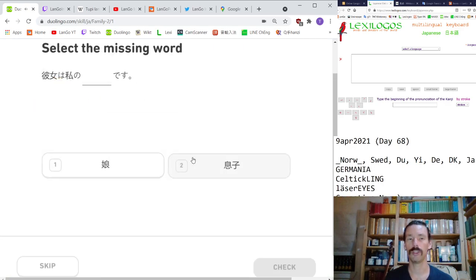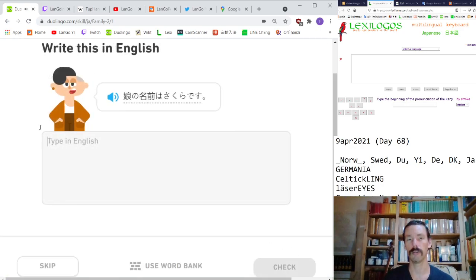Kanojo wa watashi no musume desu. Musume desu. My daughter, not my son. 娘の名前は桜です。 Musume no namae wa Sakura desu. My daughter. So, here we're not seeing watashi no. There's not explicit mention of the self to say my daughter, but this particular noun form, because it's humble, will only be applied to one's own family. Namae. My daughter's name is Sakura desu.